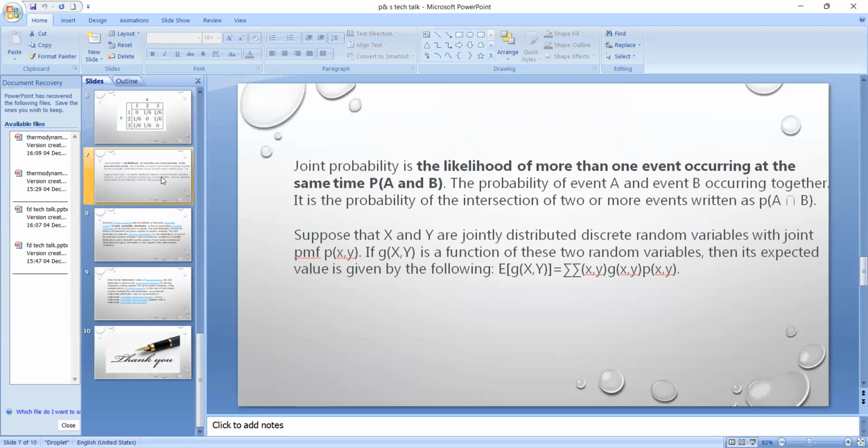Joint probability is the likelihood of more than one event occurring at the same time, P of A and B. The probability of event A and event B occurring together is the probability of the intersection of two or more events, written as P of A intersection B.